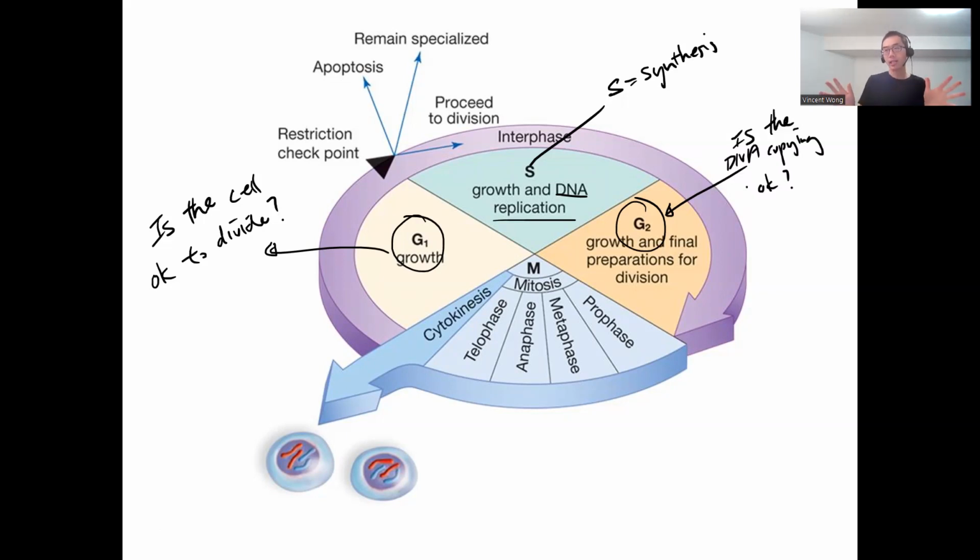And if it's not okay, if you made a mistake, you want to try to repair those mistakes. And sometimes if you cannot repair them, then that's it. You've got to stop here, right? The cell needs to be destroyed, for example. But if everything is okay, then you can move on to mitosis. All right? So that's the interphase and the mitosis.